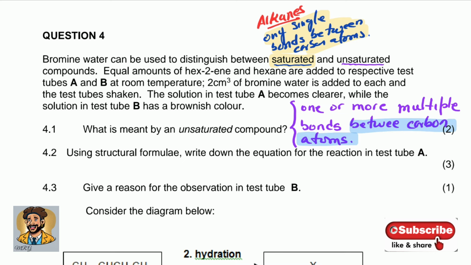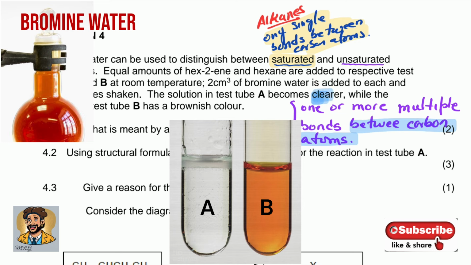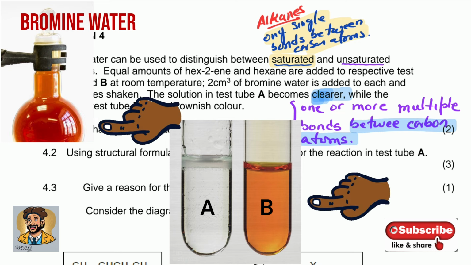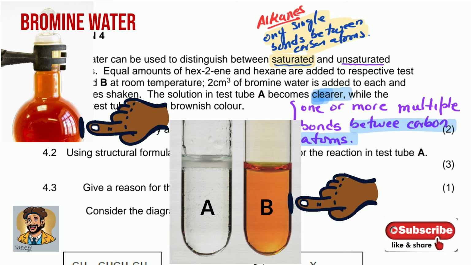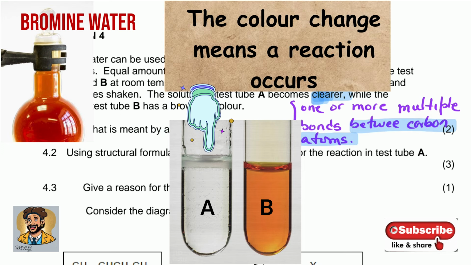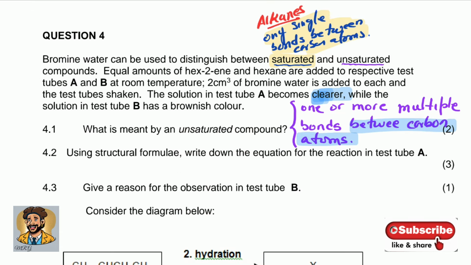Now, using the structural formula, write down the equation for the reaction in test tube A. Okay, so now if we analyze this reading real fast, we can see that the solution in test tube A became clear, while the solution in test tube B has a brownish color. That is the color of bromine water. It means the reaction did not happen in test tube B, but test tube A did have a reaction because the solution became clear. So test tube A is where we have an unsaturated compound, and that is also where the reaction is going to happen.